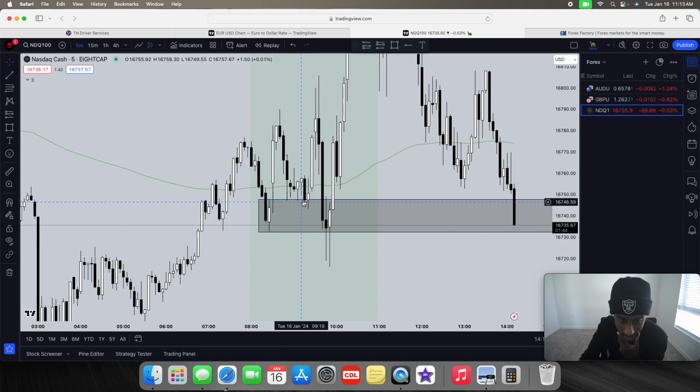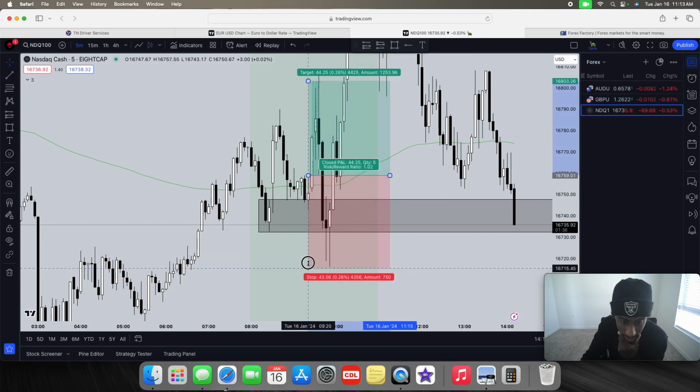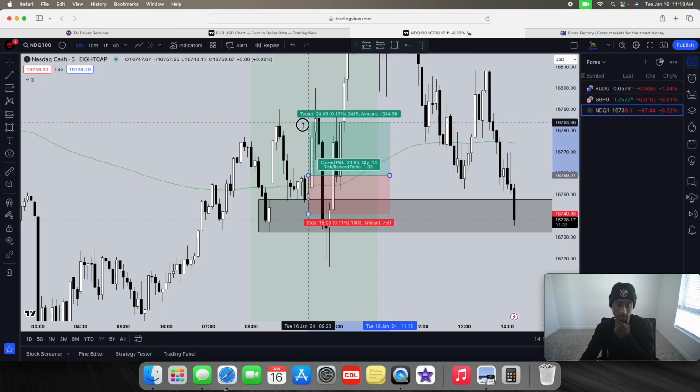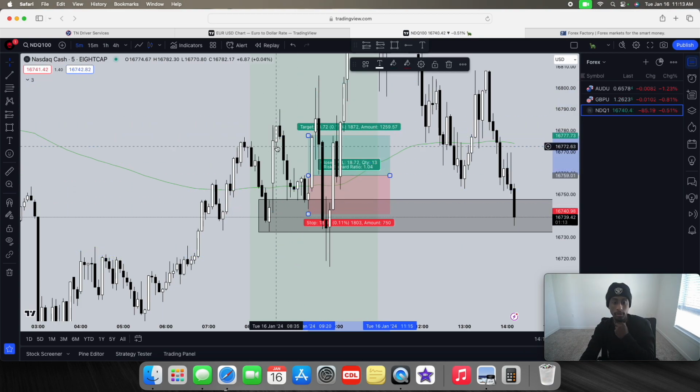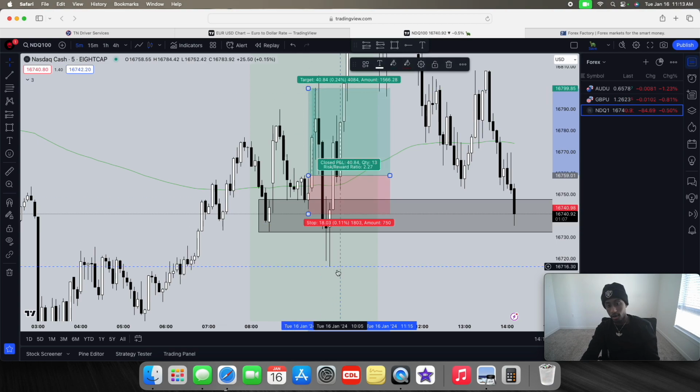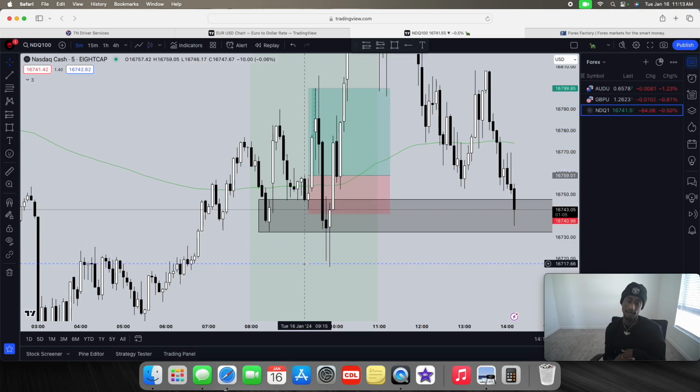So I got in right here. Obviously spread and shit, but I got in right here. Have my stop like that. And it just ripped right to my 1-to-1, but it went all the way up to this gap and filled this gap in, and then it just shot up during New York Open. But yeah, that's what I took.